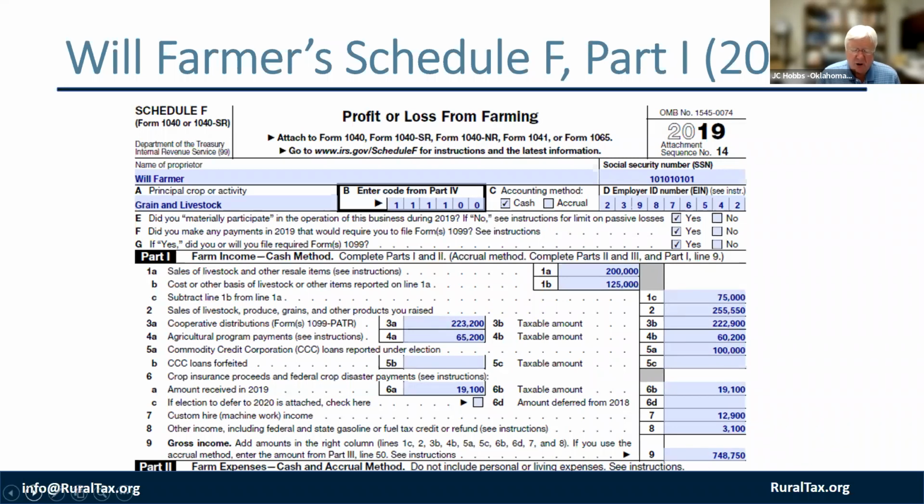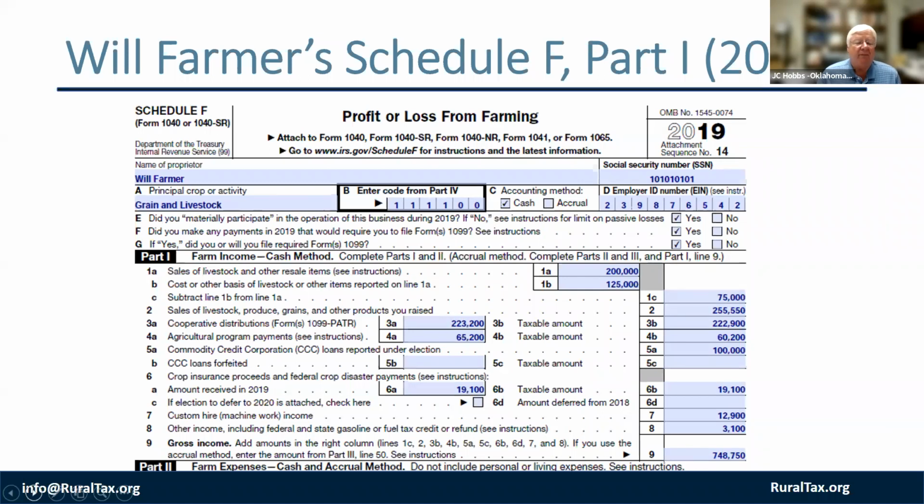5A, Commodity Credit Corporation loans. In this situation with Will, he made a loan, he elected to treat that as income. So a CCC loan elected to be treated as income for 2019 then shows up in line 5A, fully taxable in 2019. That loan treated as income, that election can be made or revoked annually. So what we do one year, we can do something different for the following year. We didn't forfeit the loan, so therefore we didn't have anything in line B. So 5C is blank.